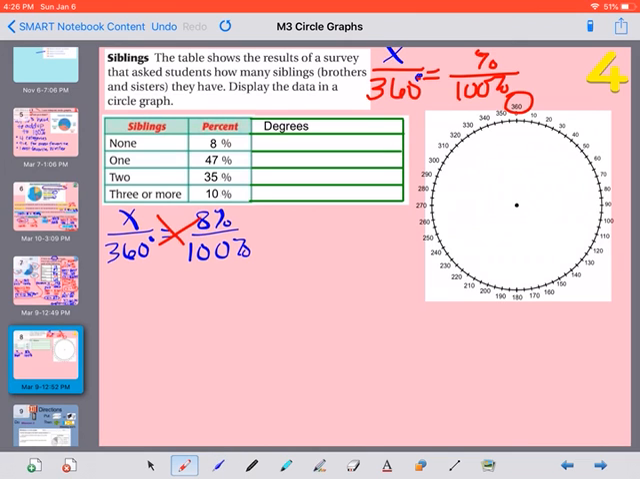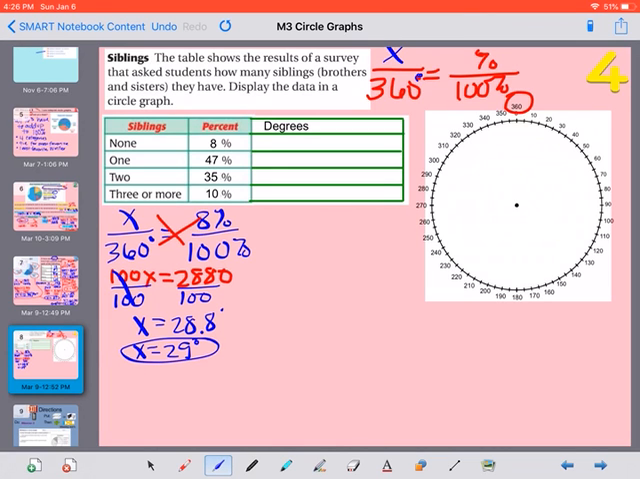So we're still cross multiplying. 100 times x is 100x. 360 times 8, plug that in my calculator, 2,880, and divide by 100. We should get 28.8 degrees. I'm going to round that up to 29 degrees.